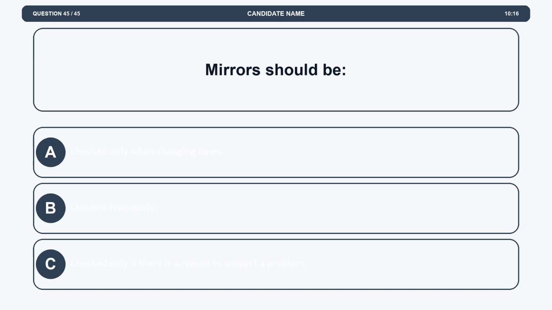Question 45. Mirrors should be: Option A. Checked only when changing lanes. Option B. Checked frequently. Option C. Checked only if there is a reason to suspect a problem.